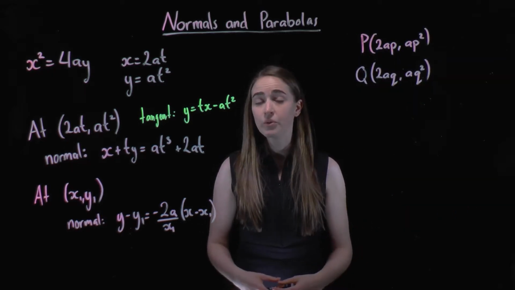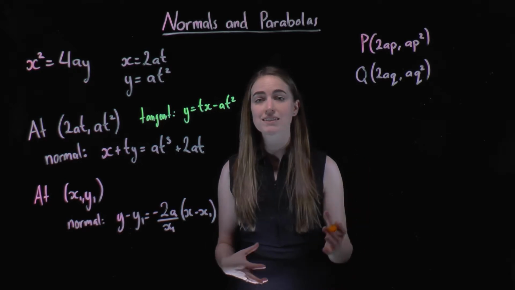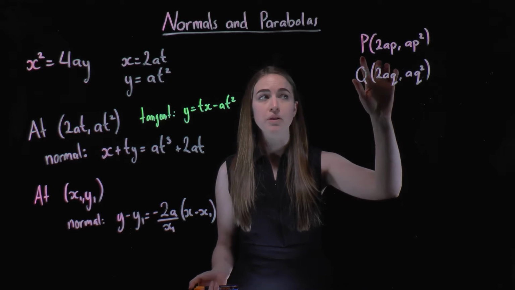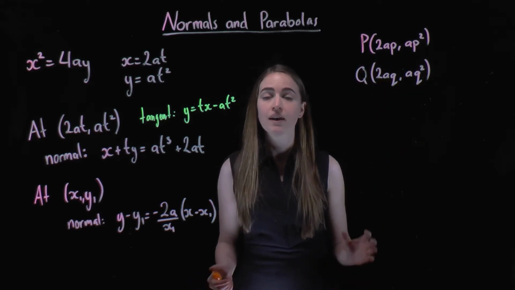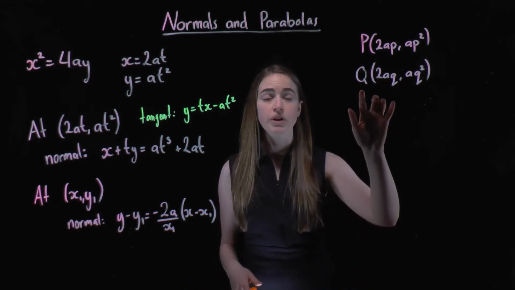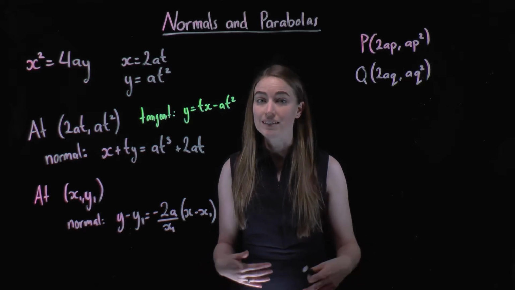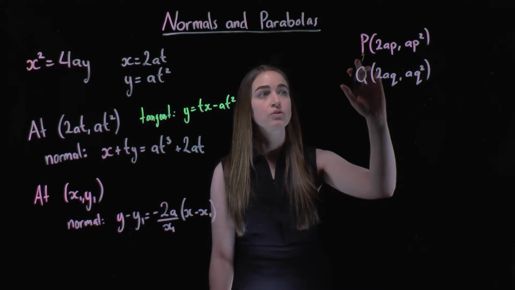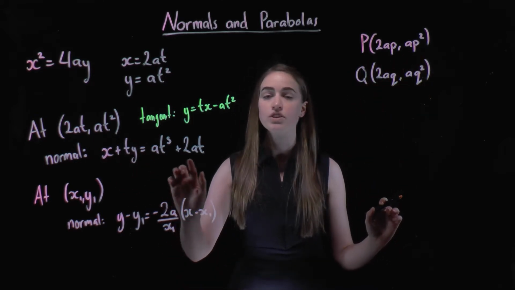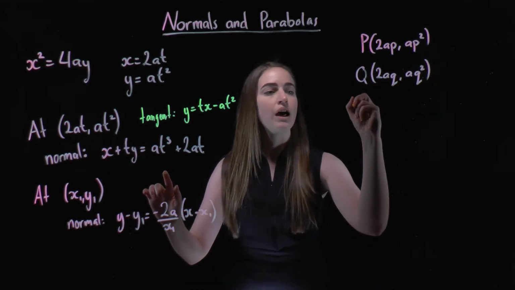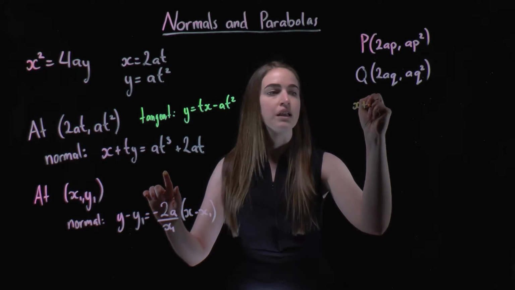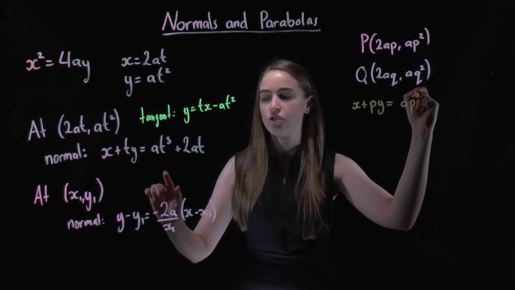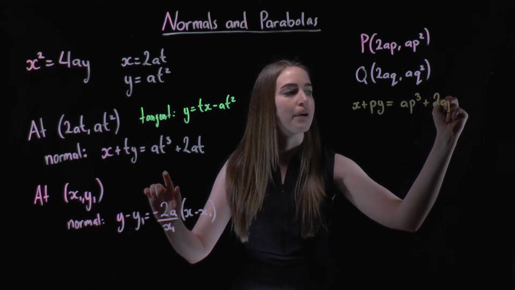All right, the last thing that I want to have a look at in this video is the intersection of normals. So if we have a normal to the parabola at the point P, (2ap, ap squared), and we also have another normal at the point Q, I want to see where they intersect and find the coordinates of that point. So if we have a normal going through this point, we know that its equation is going to be in this form. So we would have x plus py equals ap cubed plus 2ap.